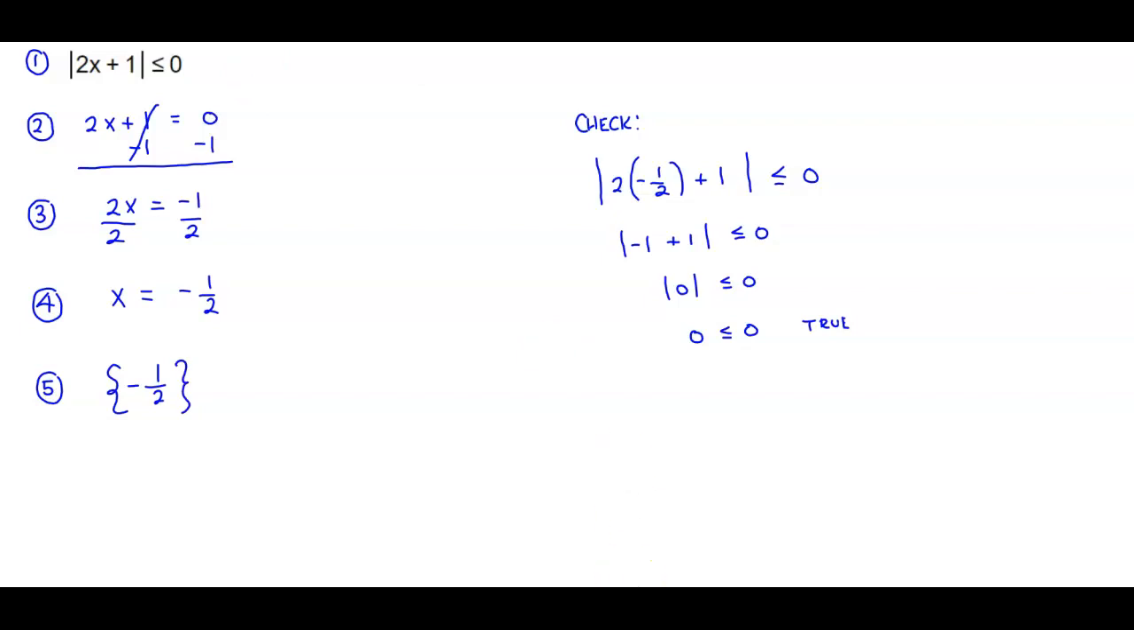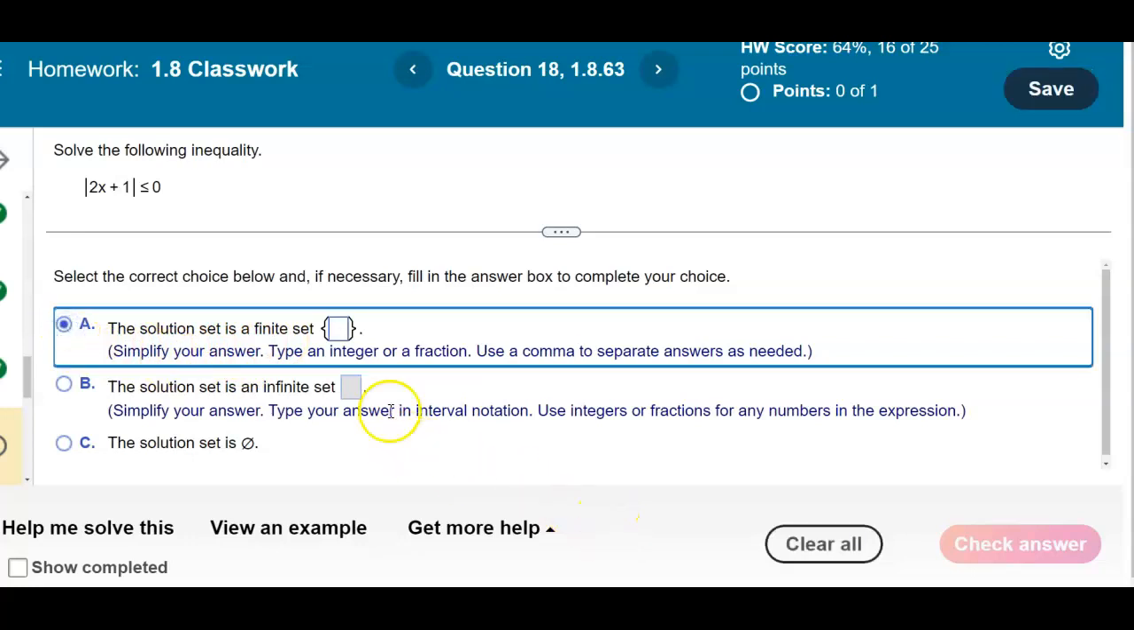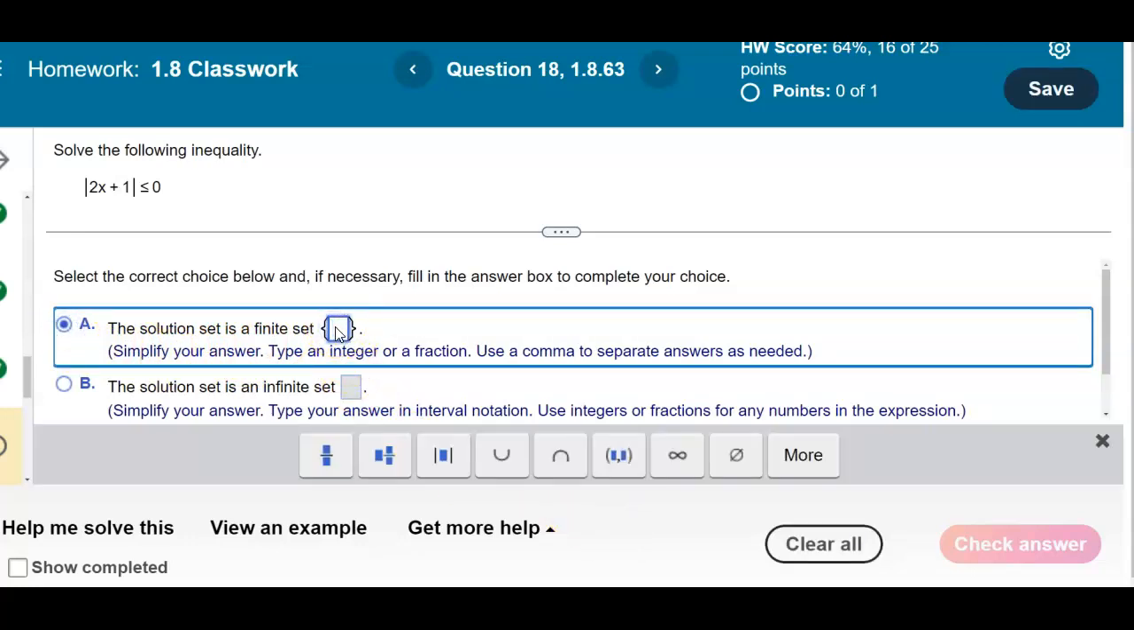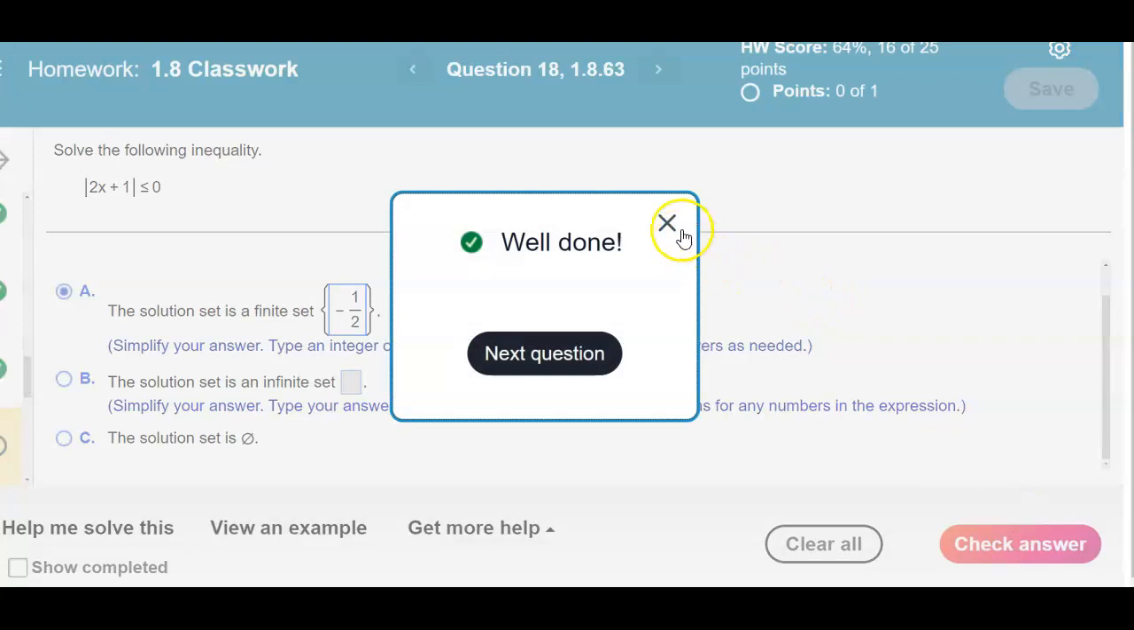Let's go ahead and put this in here. So it is finite because it's one answer, so we're going to select that, and then we're going to put in negative, and then the fraction 1 over 2. Let's check our answer, and there is our result.